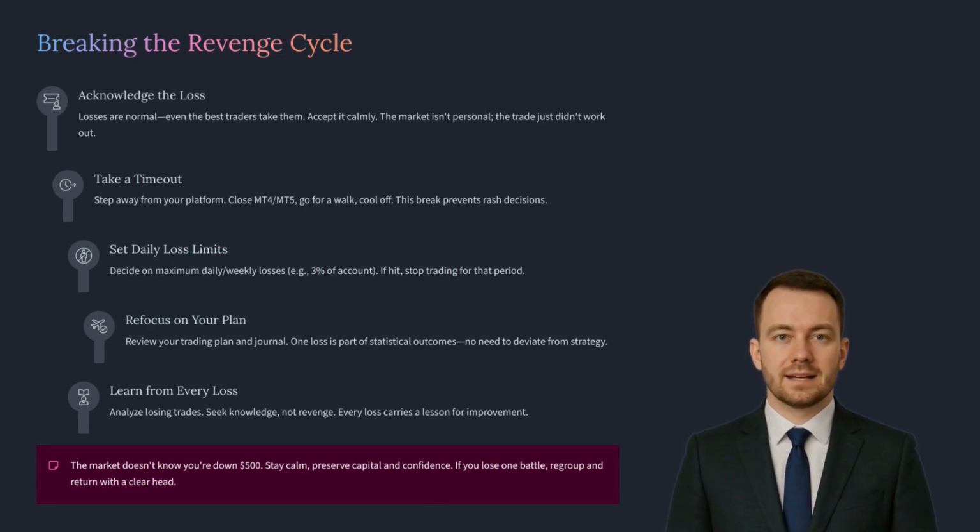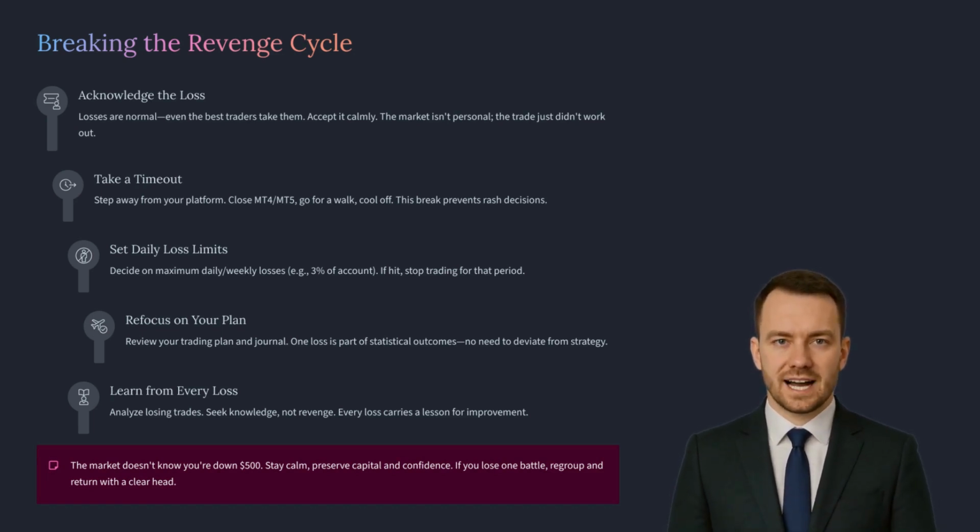Refocus on your plan. When you feel the revenge impulse, force yourself to review your trading plan or journal. Remind yourself of your strategy's edge and your long-term goals. Think of it this way. If your strategy is sound, one loss is just a part of the statistical outcome. There's no need to deviate. If the loss came from a mistake, identify it and note it down. Channel that energy into learning, not trying to immediately earn the money back.